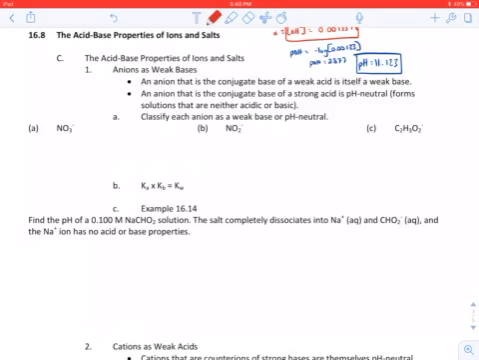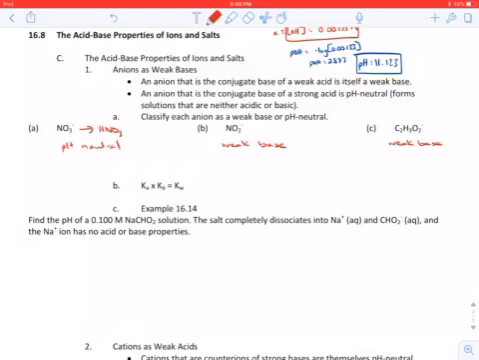So if we check this out, our first example, we've got NO3 minus. Well, that is the conjugate base of a strong acid, HNO3. So this one is going to be pH neutral. If we look at the next one, NO2 minus, that's actually a weak base. So this one will be a weak base. If we look at C2H3O2 minus, that's the acetate ion. Acetic acid is also a weak acid. So this one's going to be a weak base.